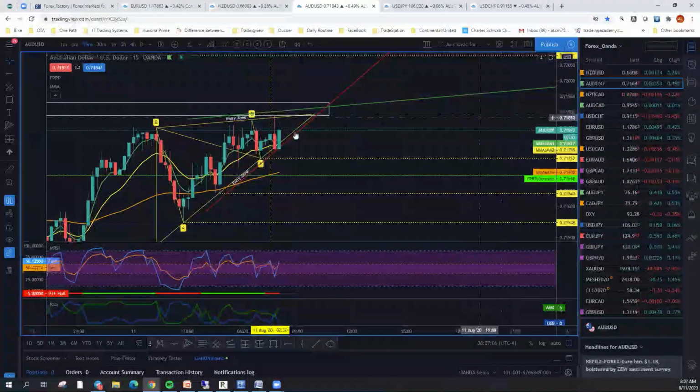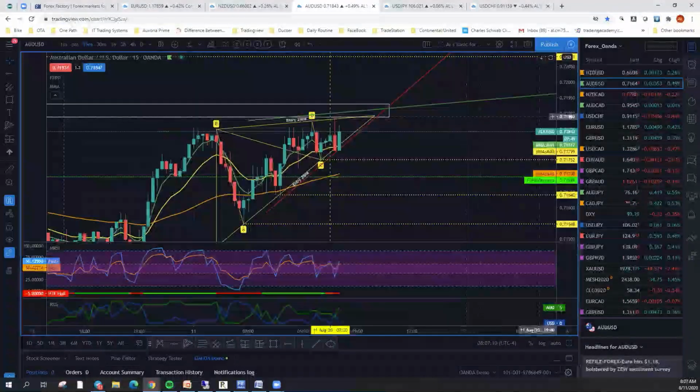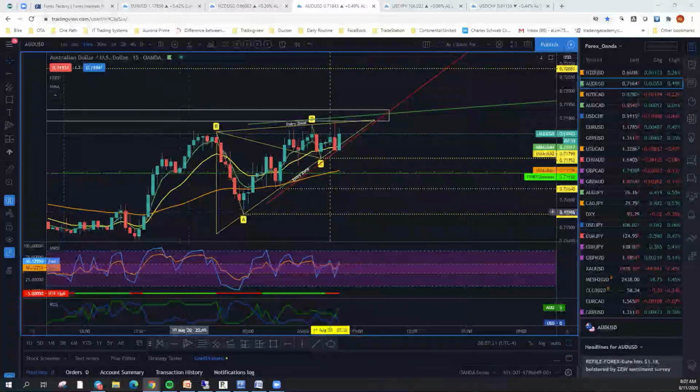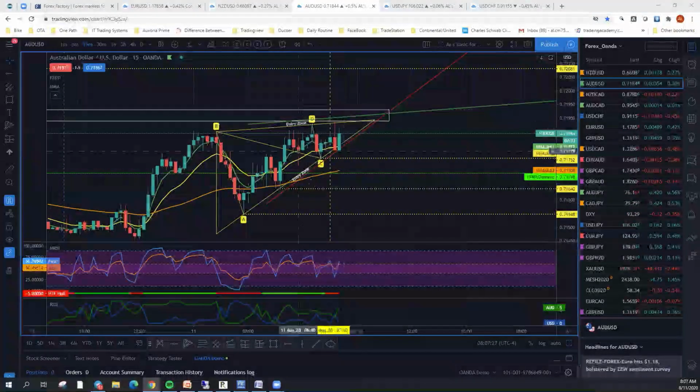Right now it's still inside the wedge. There really is nothing to hang our hat on with this. On our 15-minute chart, our exponential 62 is below. Right now it's looking like all the moving averages are in the direction for it to break to the upside. We'll see what it does.